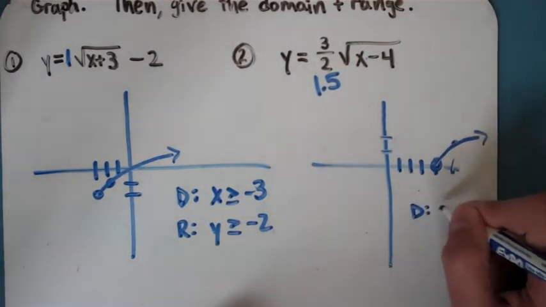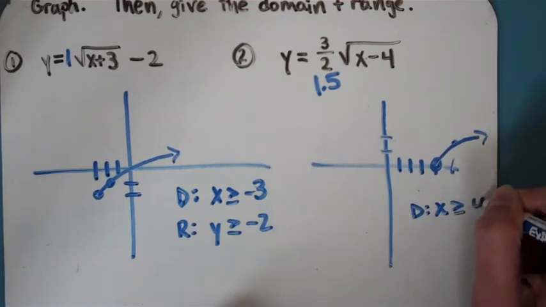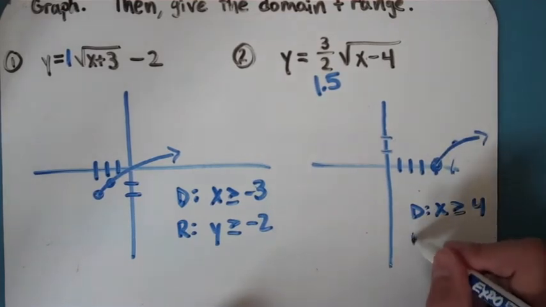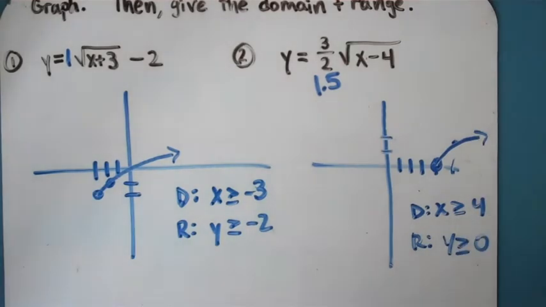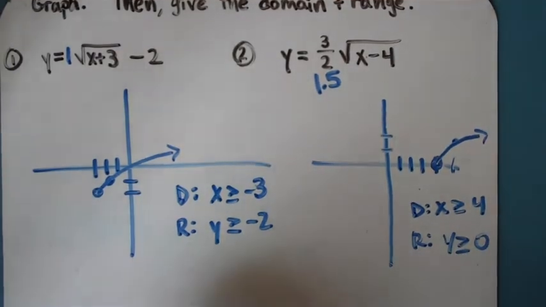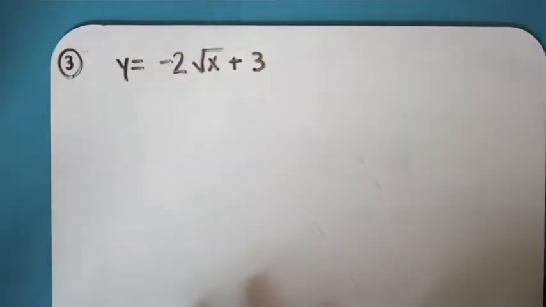Domain on this one is x is greater than or equal to 4. And my range right here goes from here up, so it's y is greater than or equal to 0. We're going to do one final graph for this video. And let's try it out.